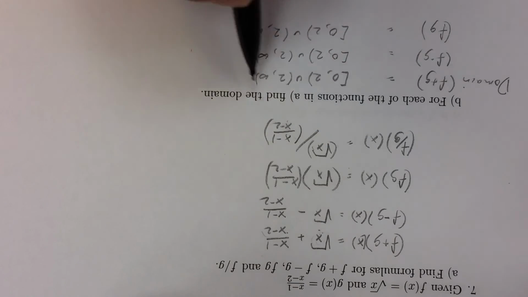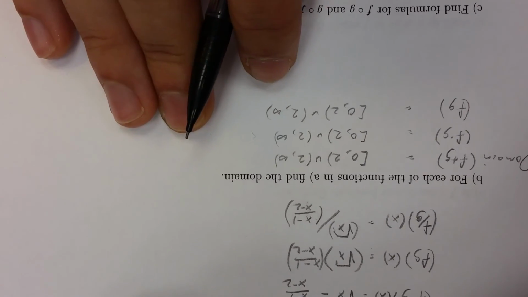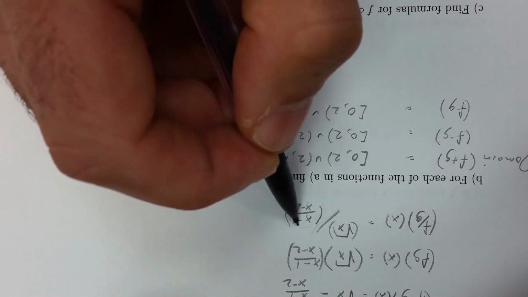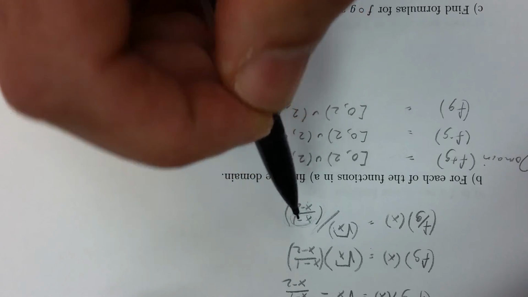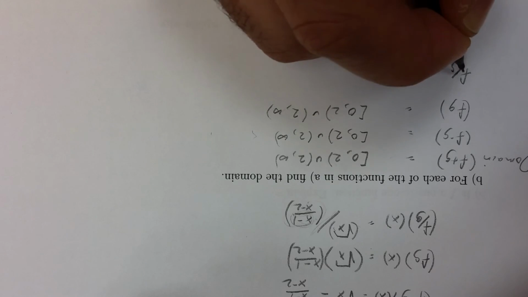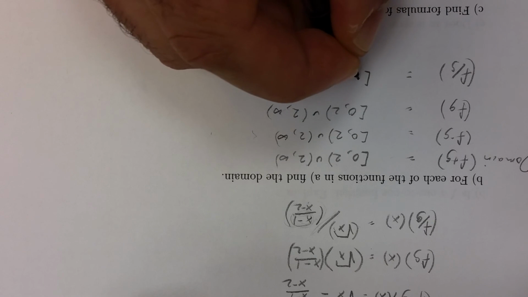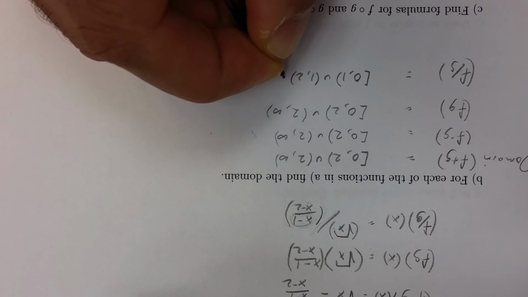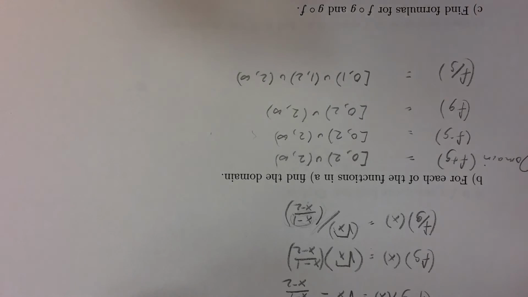In f divided by g, this is the only one that gets even remotely interesting. You can see that we have a big fraction here, so the thing on the bottom can't be 0. So a fraction is 0 where the top's 0, so x can't be 1 either. So for f divided by g, it's everything that's non-negative, excluding 1 and excluding 2. So 0 to 1, and 1 to 2, and 2 to infinity. So we've excluded both 1 and 2.